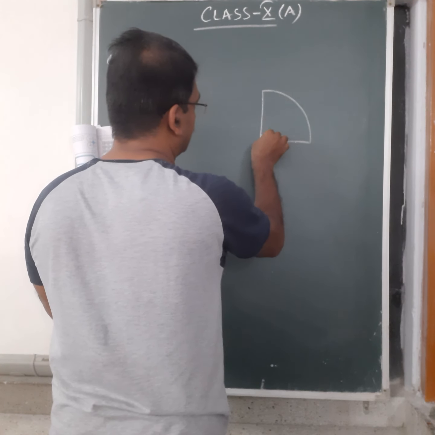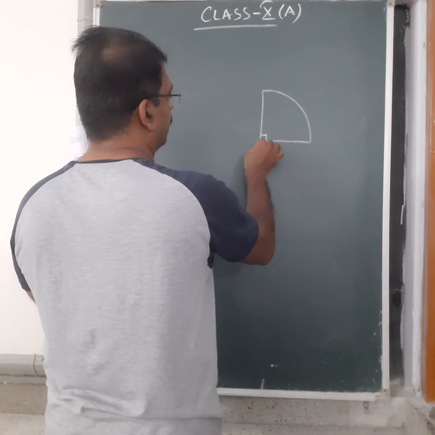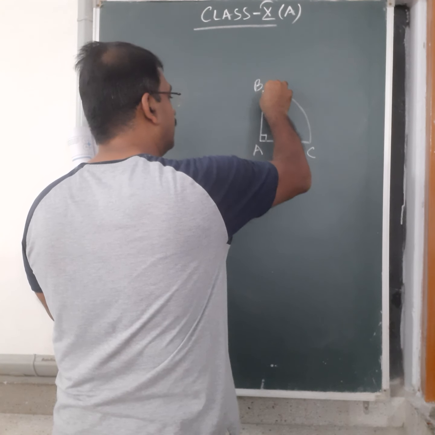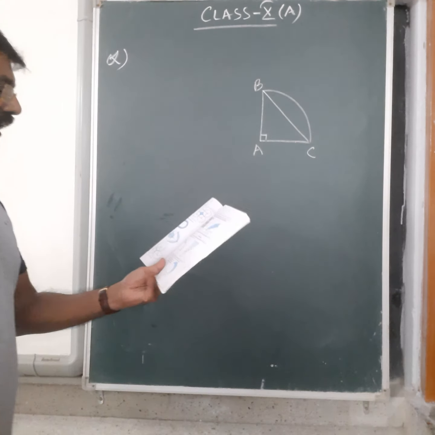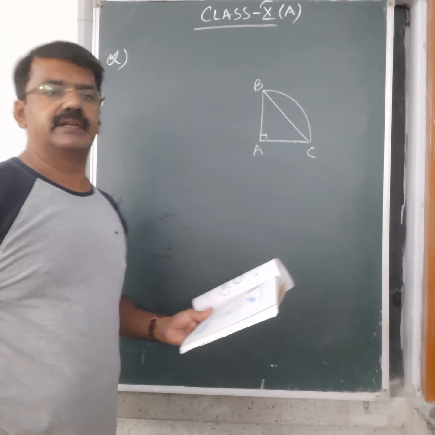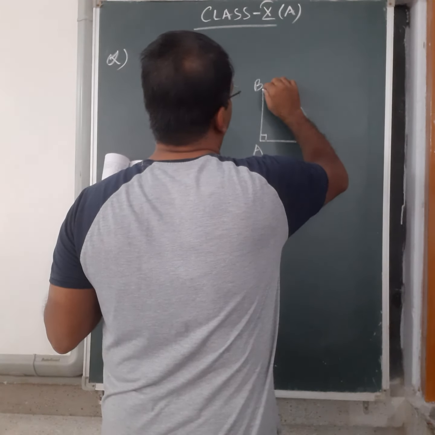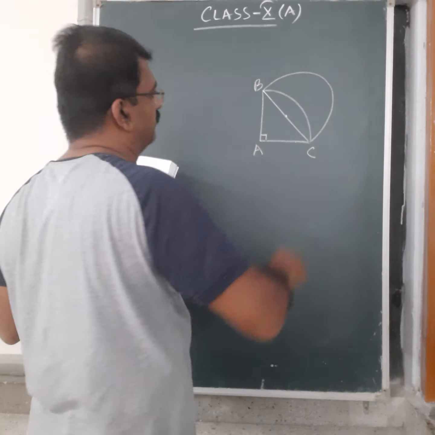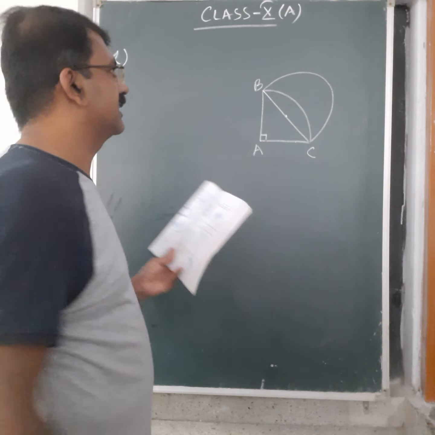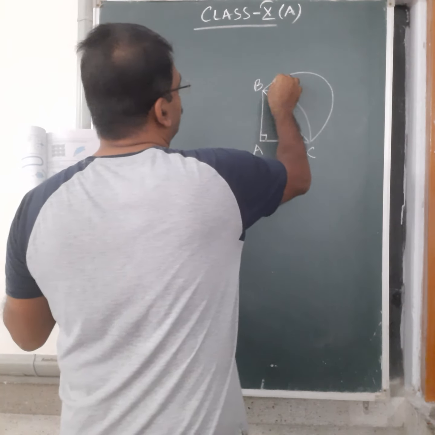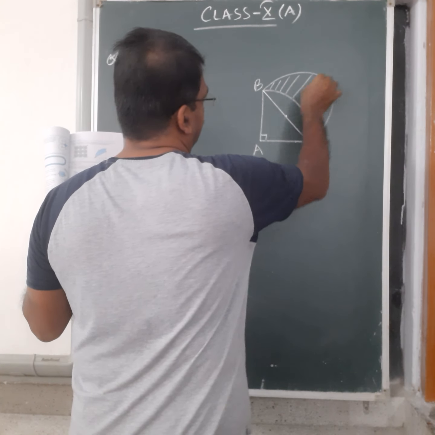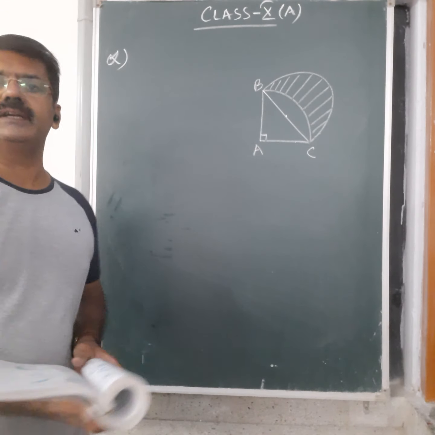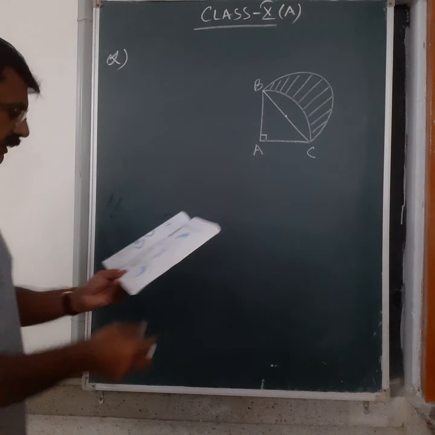there is a quadrant of a circle ABC and we join BC. Now taking BC as the diameter, we have drawn a semicircle. Taking BC as the diameter, we have drawn a semicircle, and now you have to find the area of this shaded part.